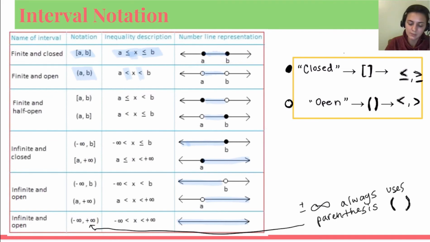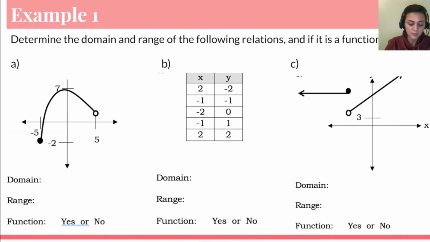Alright, let's do some examples. So for each of these, we need to determine the domain and range of the relations, and then, oops, I forgot a word, we need to determine if it is a function. So this graph A, I see that I have a closed circle on the left and an open circle on the right. So that means I'll have a bracket and then a parentheses. And so the smallest value of x, because domain is how wide it is, left and right, is -5. And the biggest x value is 5.